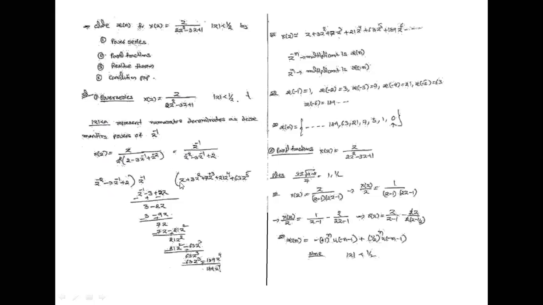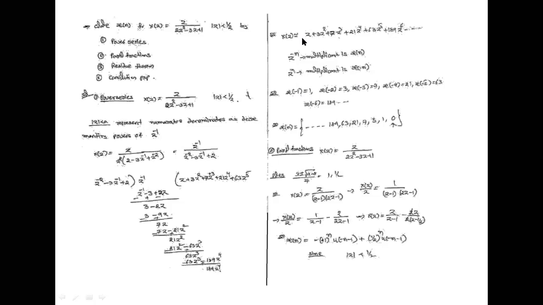Dividing, we get z plus 3z square plus 7z cube plus 21 z power 4 plus 63 z power 5. Take those coefficient values. Z power minus n multiplication is for x of n, and z power n multiplication is for x of minus n. Here it is a positive power, so the coefficients are for x of minus n.